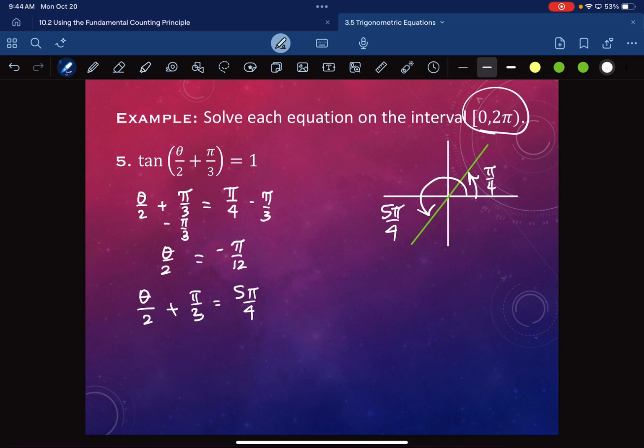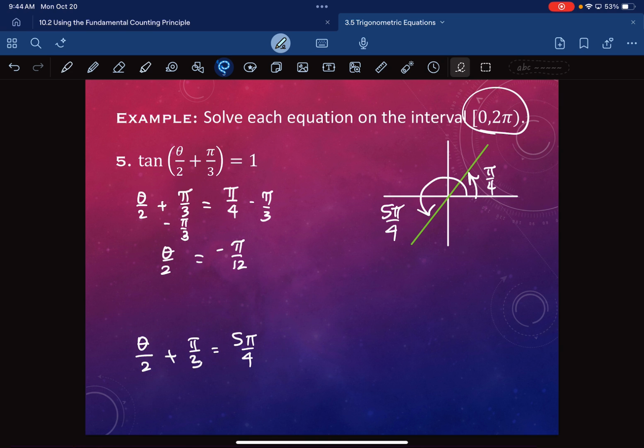And then what would I do next in order to solve that? Let me shift this one down a little. I'd multiply by 2. You got it. Okay, so if I do this and I multiply by 2, this is theta equals negative pi over 6. Okay, everybody good? Negative pi over 6. Okay, let's do the same thing to solve the second one right here. We'll come back to that. We're not done, but let's just solve the other piece.